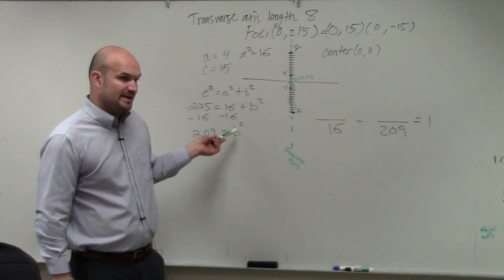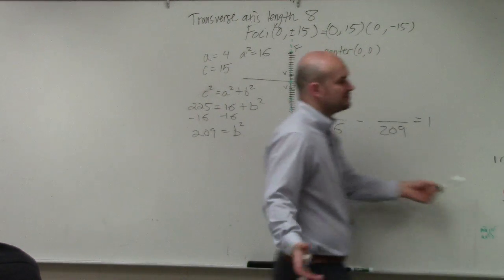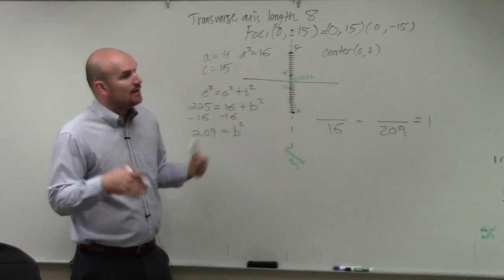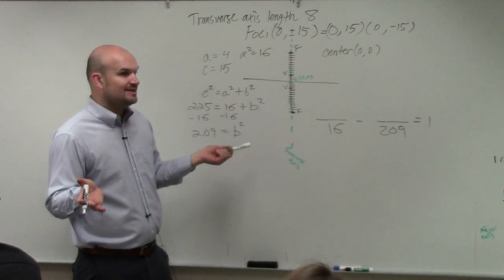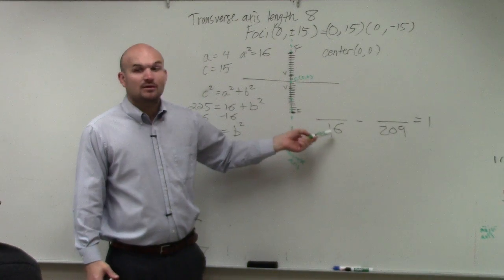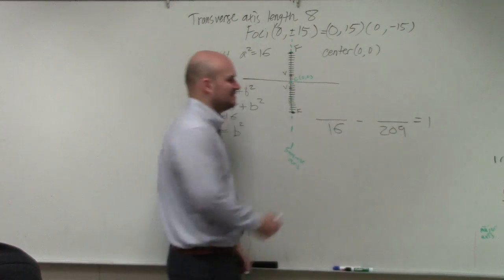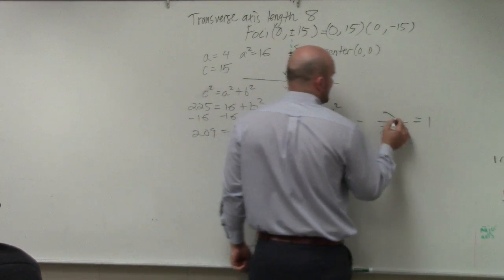If you're looking for b, remember the formula asks for b squared, right? So we don't need to do the square root. Now remember, if it's vertical, what should be over the a? y squared. The center, though, is y minus 0, which we don't need to write. So we just write y squared minus x squared.